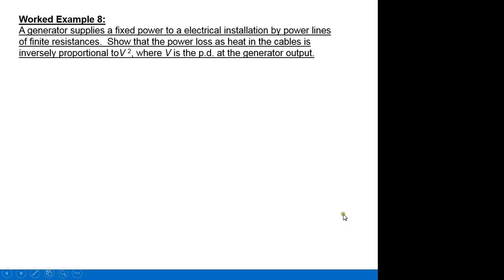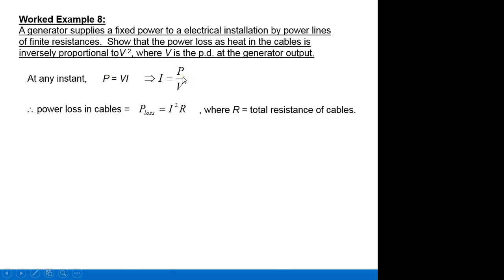Next, example number 8. This is to hit home the idea that stepping it up to a higher voltage helps you lose less power. So P equals VI, I equals P over V. The power loss in the cable is I squared R, fine. But they want to show that the P is proportional to V.